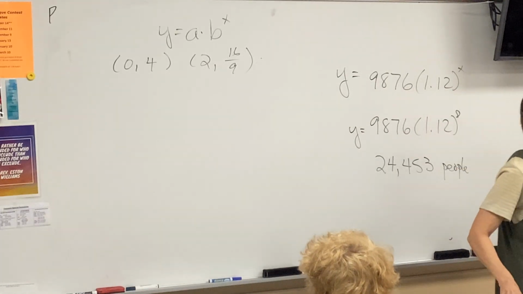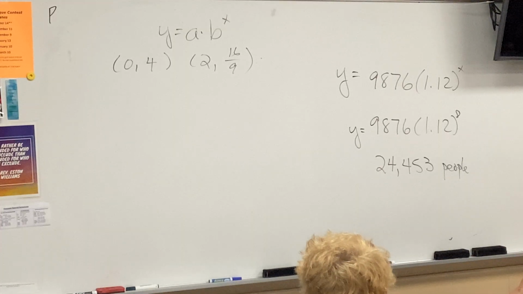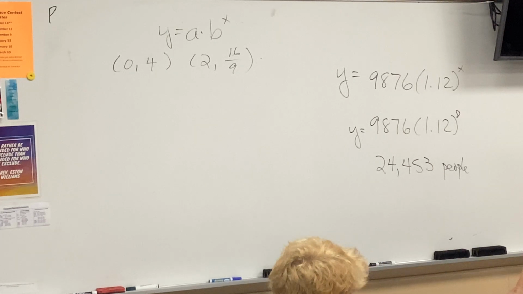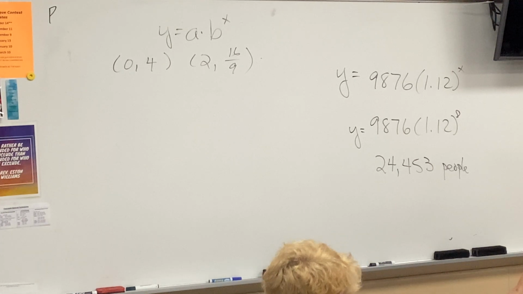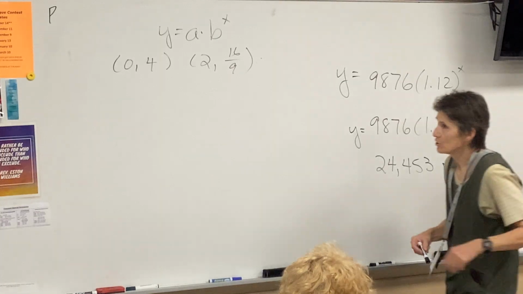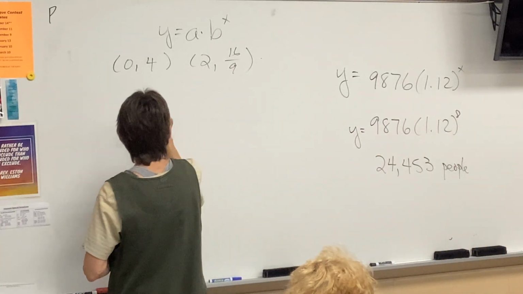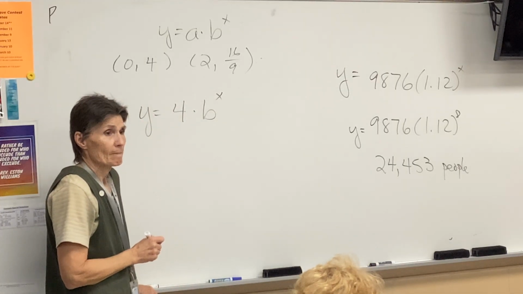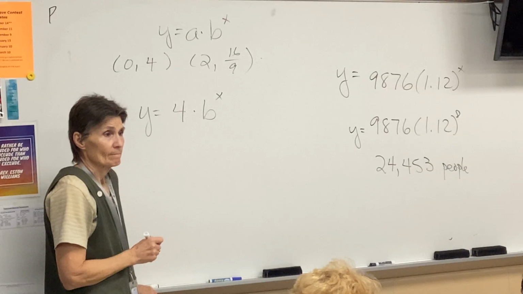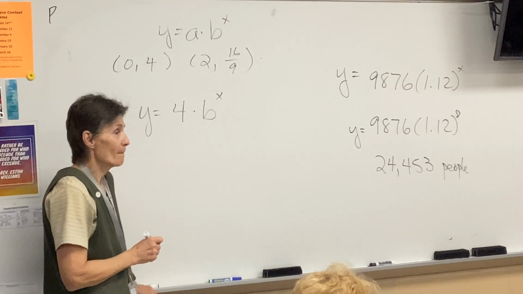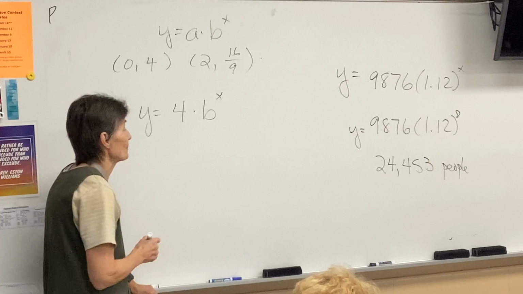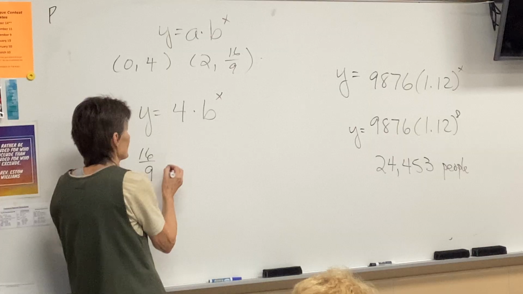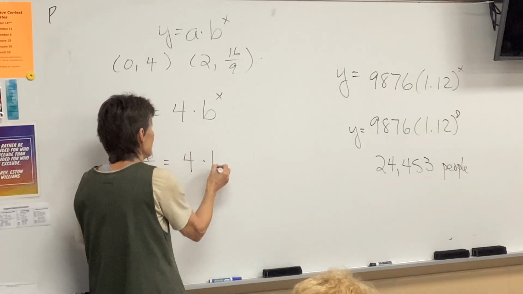This is a 2-point problem on the test. Everybody's gonna get 1 point, right? Because what do we know right off the bat? A is 4. So we should all be able to write down y equals 4 times b to the x. Now, can we find b? How? 16/9 equals 4 times b squared.